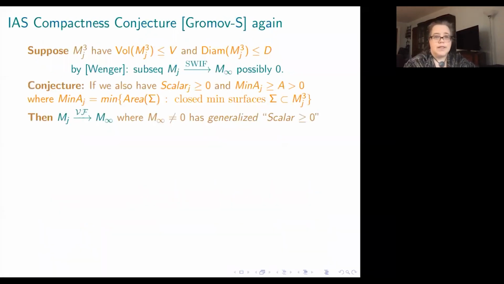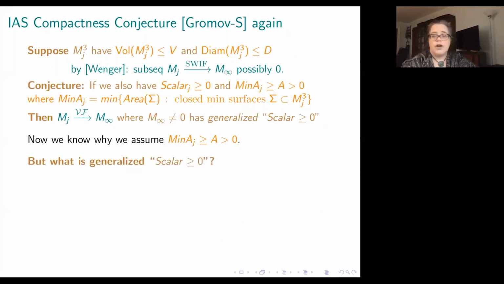All right, so let's go back to this one, which is Gromov's conjecture with the min-A condition added to it. And now we know why I'm suggesting the min-A condition. If you wish to suggest a different condition that would still give global volume preserving intrinsic flat convergence as a conclusion, you do want to avoid these thin wells, the sewing properties. So you can try to avoid it in a different way. But I was very vague here about what generalized scalar non-negative is. And so I have to describe that a little bit more.